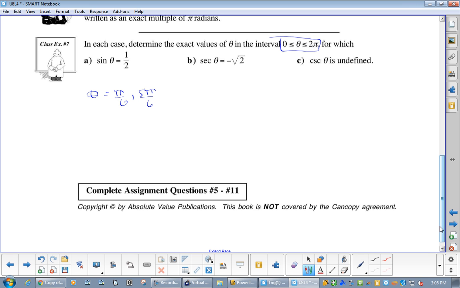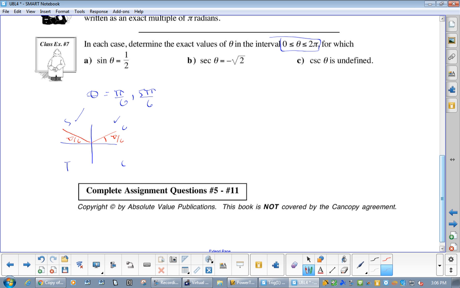The old school way is to do it just the way we did it on the last page. Find when sine is positive. Okay, well sine is positive here and here, right? Find the reference angle. Now the reference angle, it doesn't give it to you nice in your calculator, but you can see the reference angle is pi over 6, right?